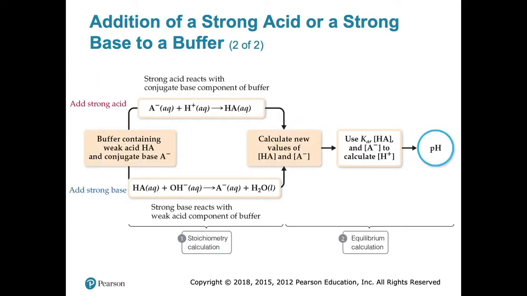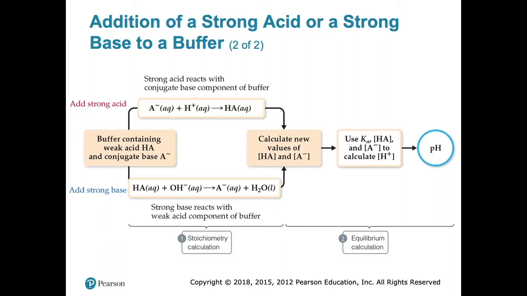So this is this week's you're welcome chart right here. Sort of, not really, I don't know. But it tells you what happens, right? Or the equation you should be using when you add in either a strong acid or a strong base, okay? So here, if you add in a strong acid, right? The equation you should be using here is the conjugate base plus the proton makes HA, right? So strong acid reacts with the conjugate base component of the buffer, and then you can calculate the new HA and A minus, right?